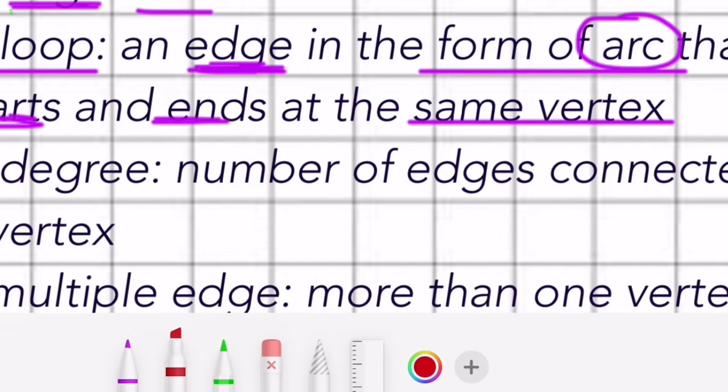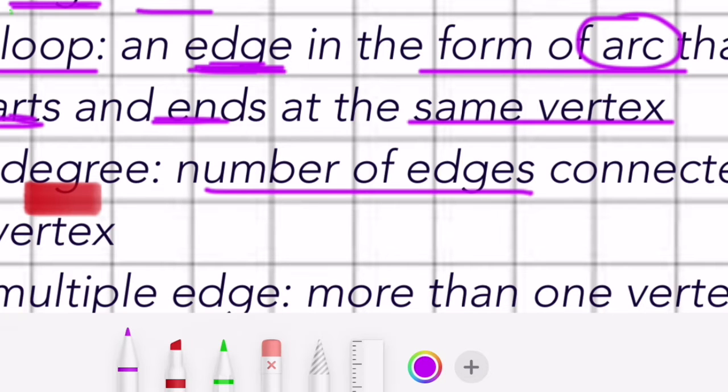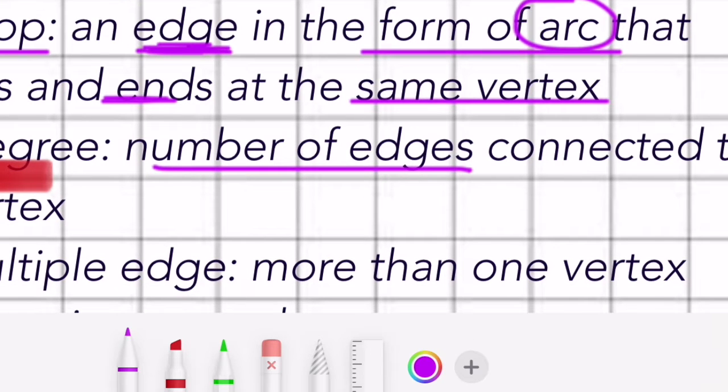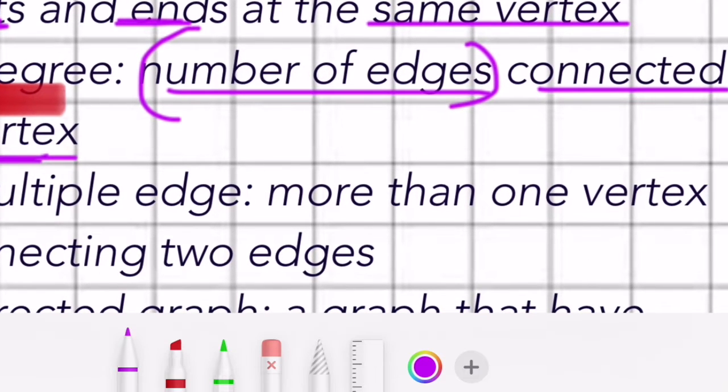Degree. What it means by degree? Degree is number of edges connected to a vertex. That's the definition for degree. Example, we have one vertex A. We have how many edges? 3. 3 edges connect to vertex A. So the degree of vertex A is 3.